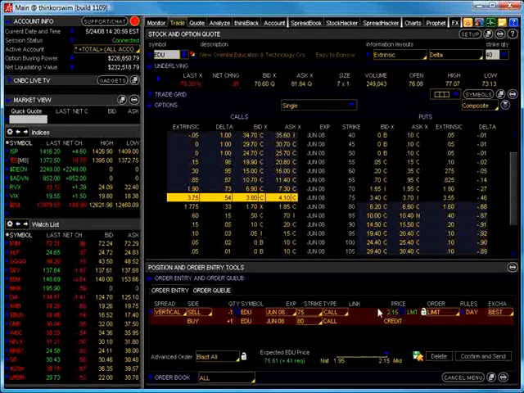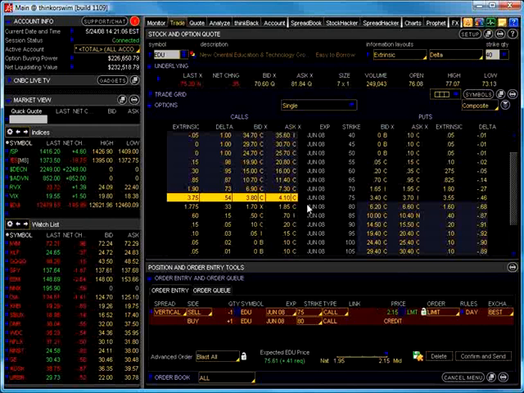We know ahead of time what our maximum profit is going to be. In this case, it's $2.15. That's the most that we can make on this trade. And our maximum loss is $2.85.